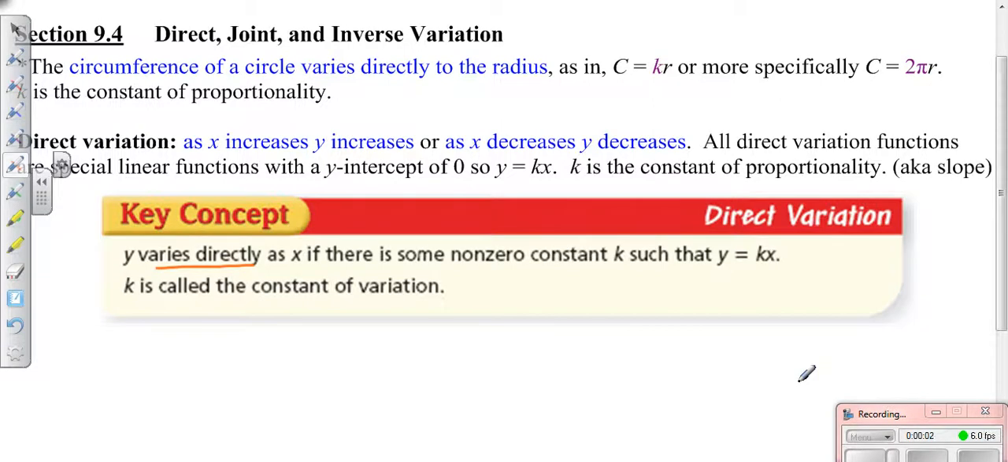In section 9.4, we're going to talk about some relationships that can happen between x and y. And we're going to talk about direct, joint, and inverse variations. So we're going to start with an example here.